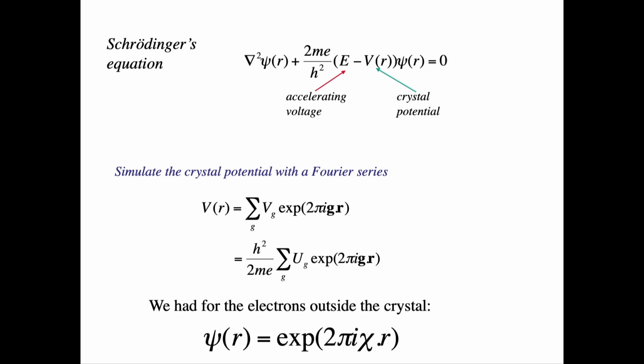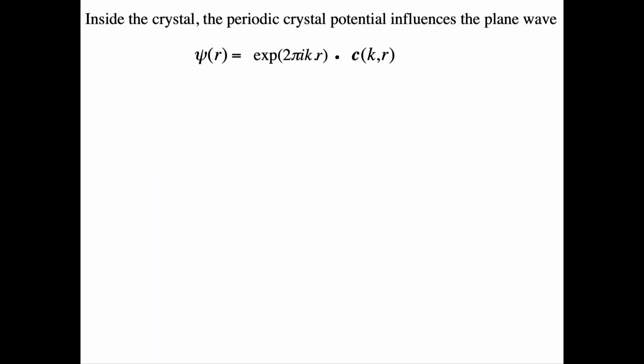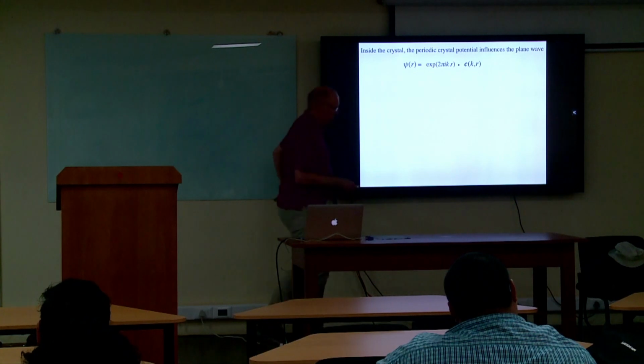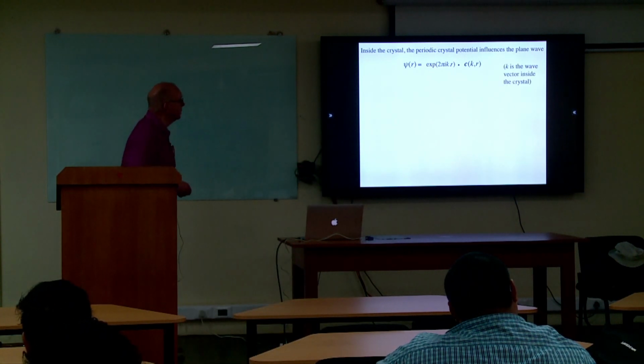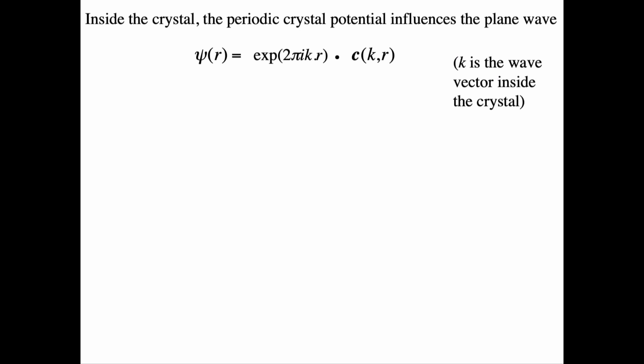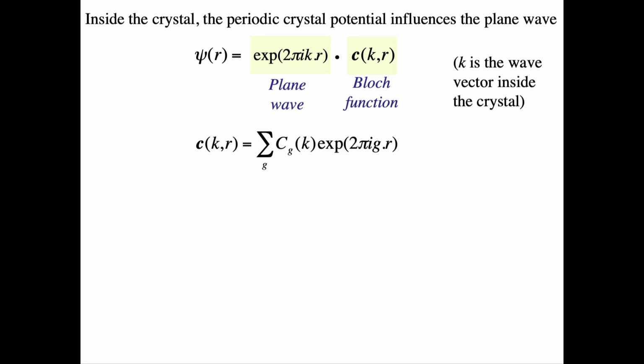So we had for the electrons outside the crystal, from the previous slide, this expression. And then inside, the periodic crystal influences the plane wave. So this is our plane wave here. And then we're modifying that by this function here, which is called k. Or k is the wave vector inside the crystal. Chi was outside, k is on the inside. And this is the plane wave. This is the Bloch function here. The Bloch function looks like this. So it's a periodic function. That's where we're getting the periodicity from.